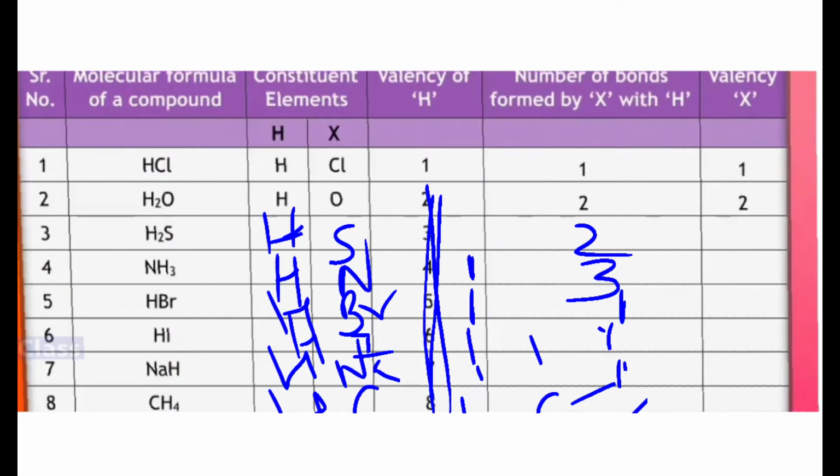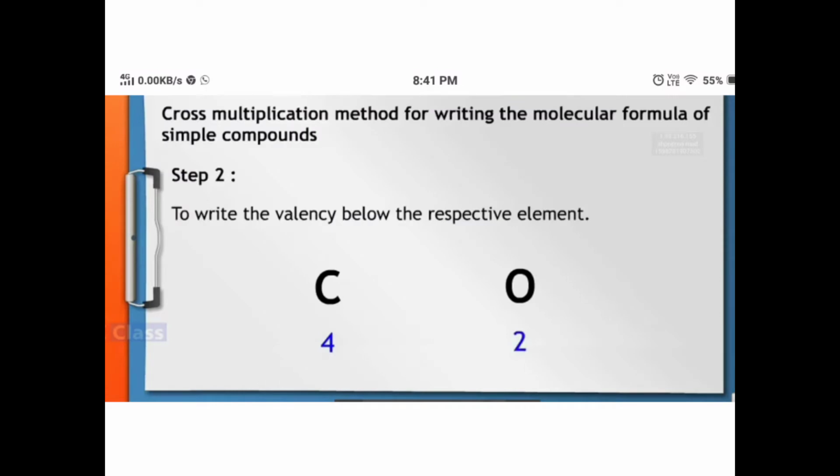Okay. So the valency of the constituent element can be found in this way, by seeing the number of bonds formed. But children, we must also know the formula. If we know a trick to find the formula, it will become easy for us, isn't it? So let us learn that also. First step, children, you are going to write the symbols of the constituent elements.